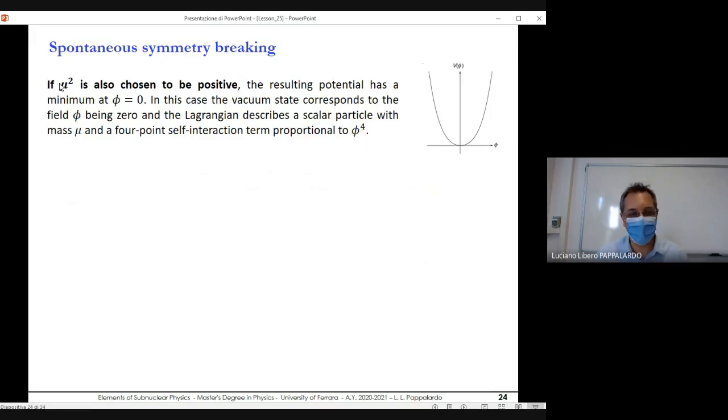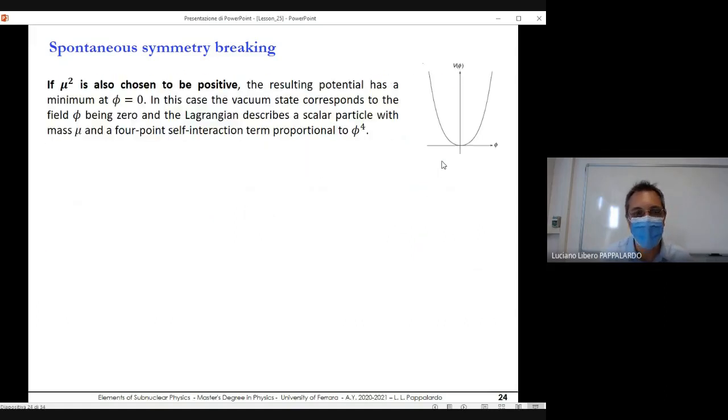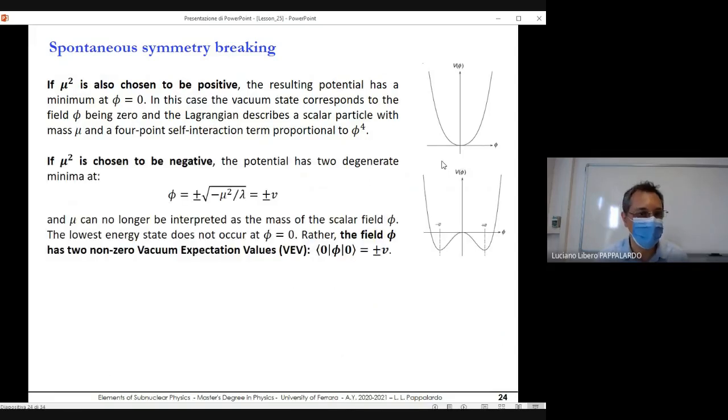Okay, so, let me go back here, if we take mu squared positive, then this is the Lagrangian describing a field which is zero at the minimum, and which corresponds to a mass given by this term and a four-point interaction given by this other term. Of course, we can also make a different choice, that is mu squared to be negative.